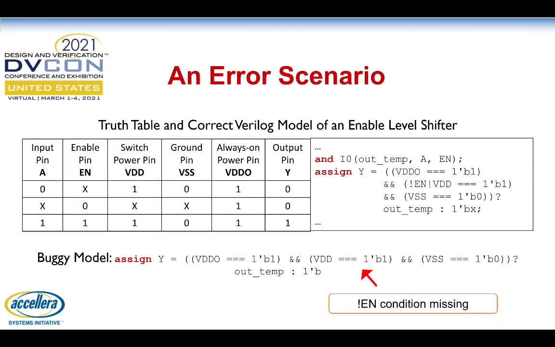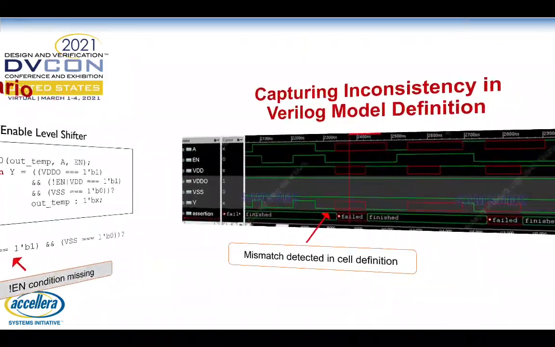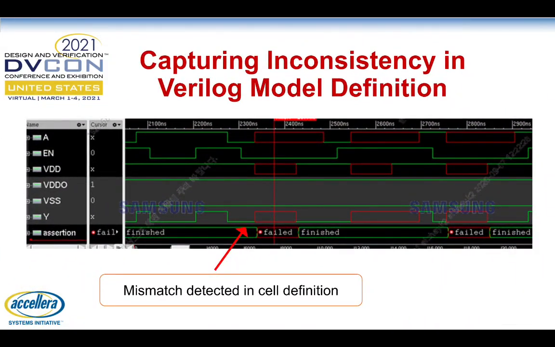The proposed framework can also be used to capture inconsistencies in behavioral model definitions. Here is the truth table and the correct Verilog model of an enable level shifter. Suppose that we have a buggy model that does not include the dependency of enable signal with VDD. With the aid of checkers and assertions generated from the truth table, such an incompatible Verilog model definition can be detected easily in simulations as shown in this waveform.